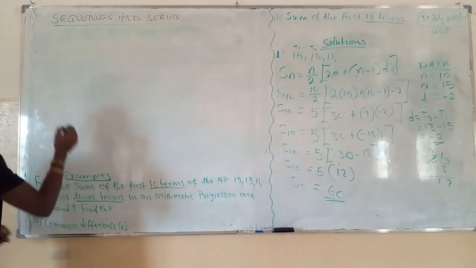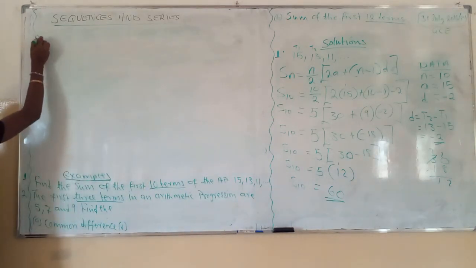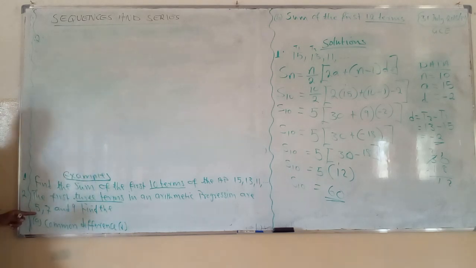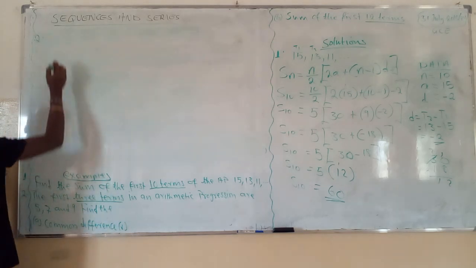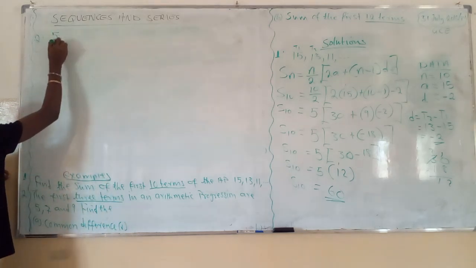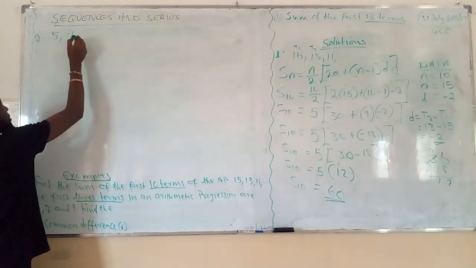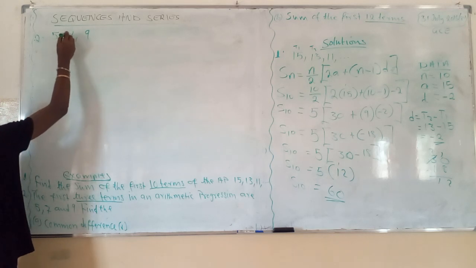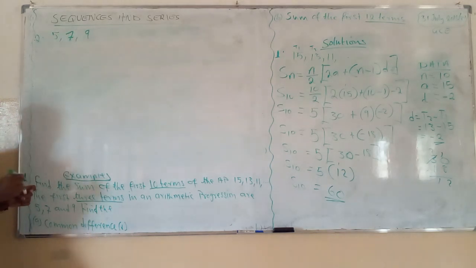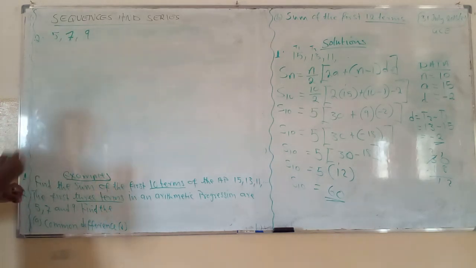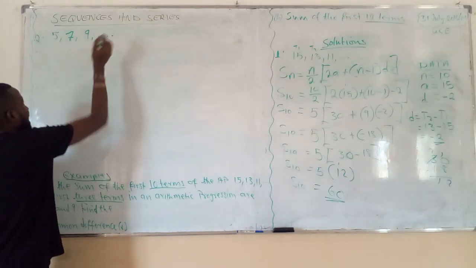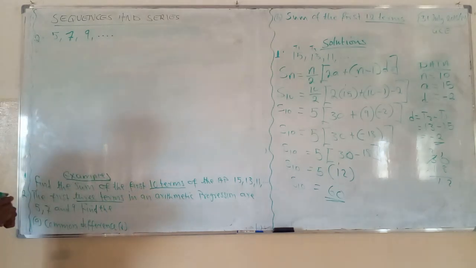Question number 2. We are going to answer it here. They have given us the first three terms, which are 5, 7, and 9. These are the first three terms that they have given us. Now we need to find the sum of the first 12 terms.